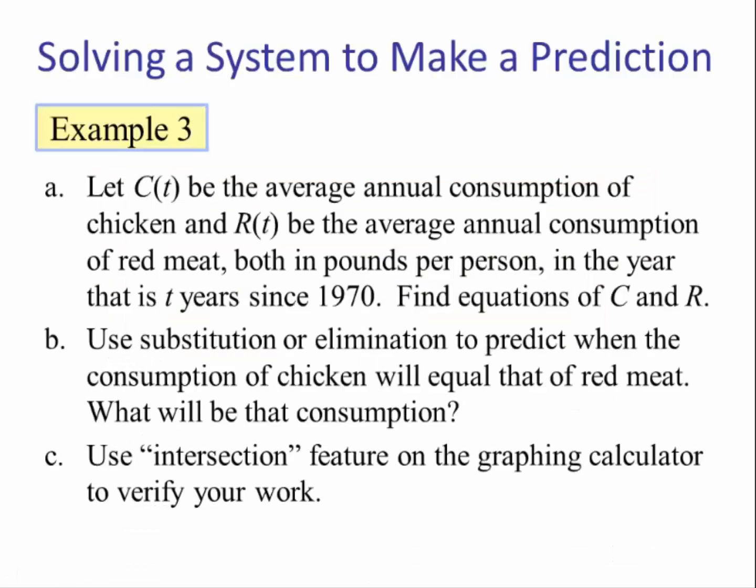A. Let C of t be the average annual consumption of chicken, and R of t be the average annual consumption of red meat, both in pounds per person, in the years that is t years since 1970. Find the equations of C and R. B. Use substitution or elimination to predict when the consumption of chicken will equal that of red meat. What will be that consumption? C. Use the intersection feature on the graphing calculator to verify your work.